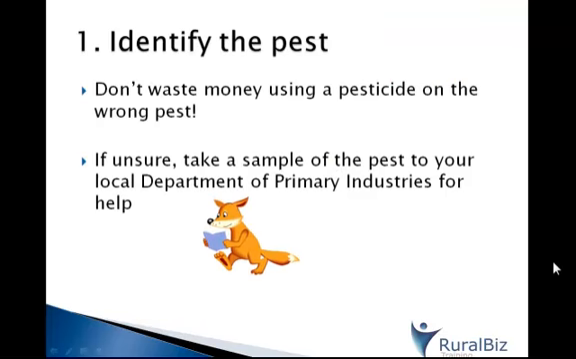Firstly, you'll need to identify the pest. Make sure you get it correctly identified, because controlling the wrong pest can cost you a lot in terms of time and money. It may mean taking a sample of the pest and the damage it's causing to your local Department of Primary Industries, or perhaps sending it away to a research station or similar place for correct identification and more information about how to control it.